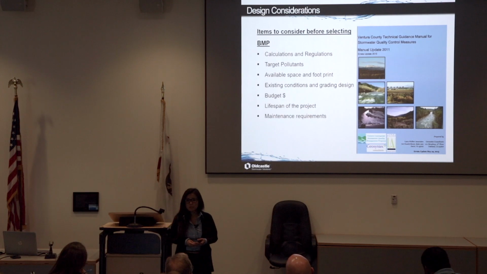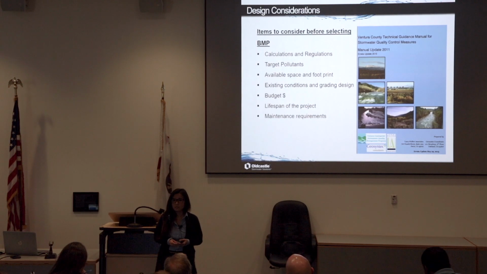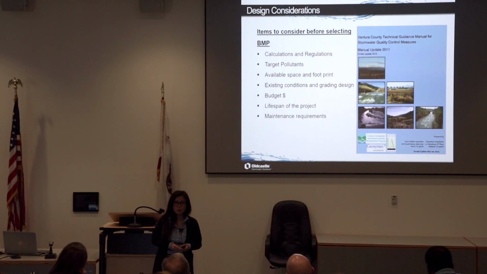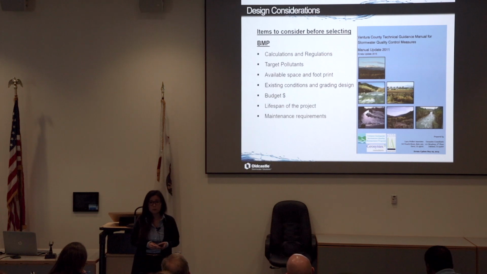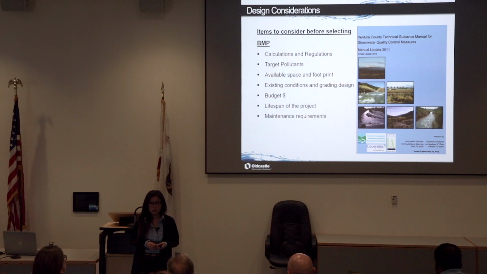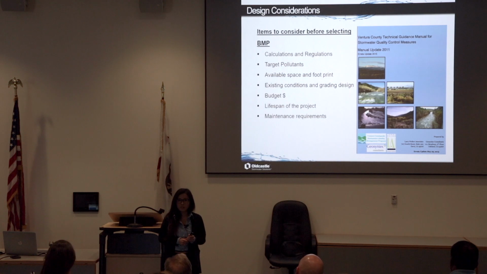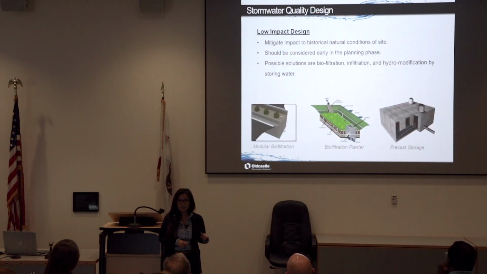Also, target pollutants and the available space and footprint that a project has, and the existing conditions and grading design, as well as budget, which is probably the most important item when looking at BMP selection, and the lifespan of the project and the maintenance requirements. Do you have any questions or comments? Move on to the next slide.